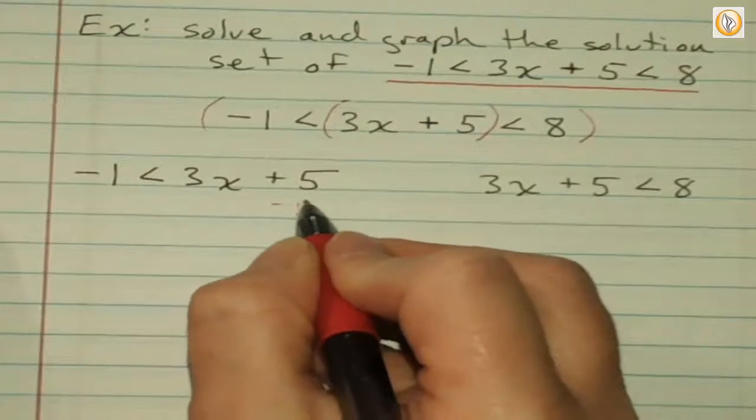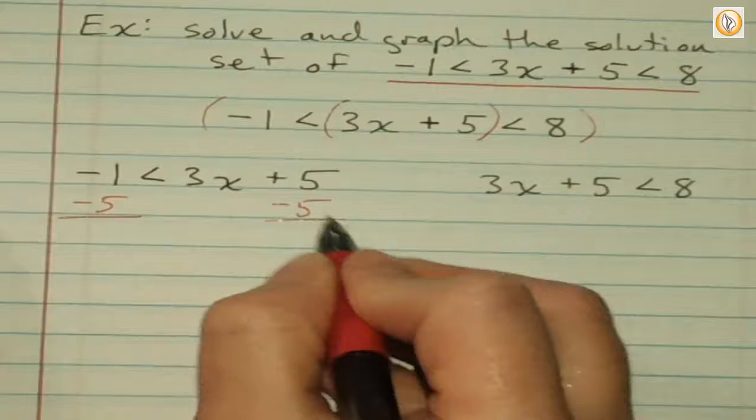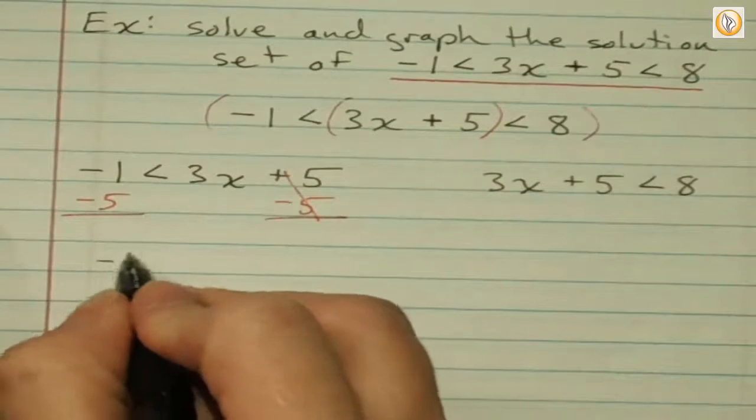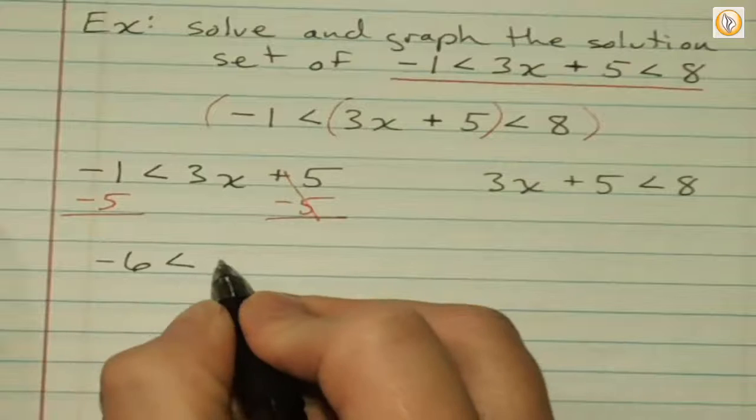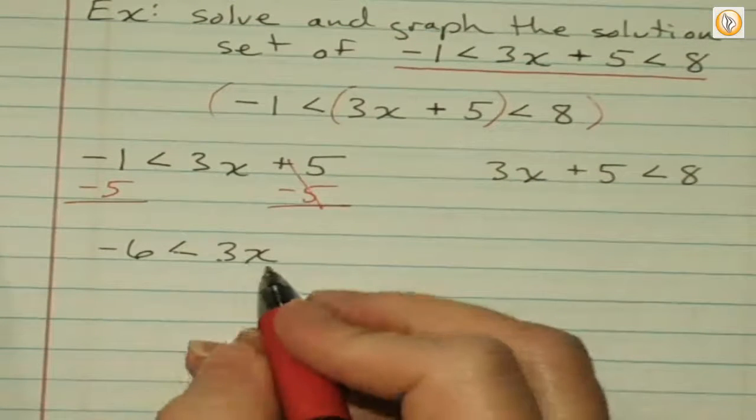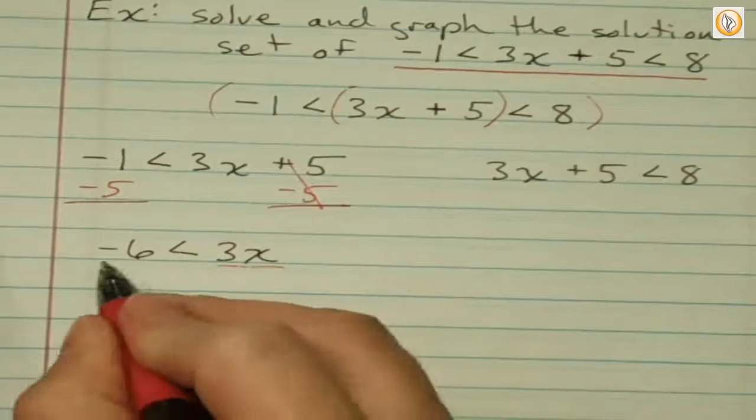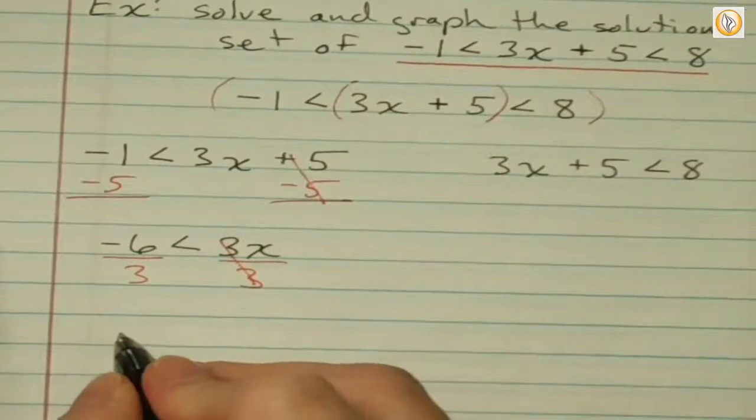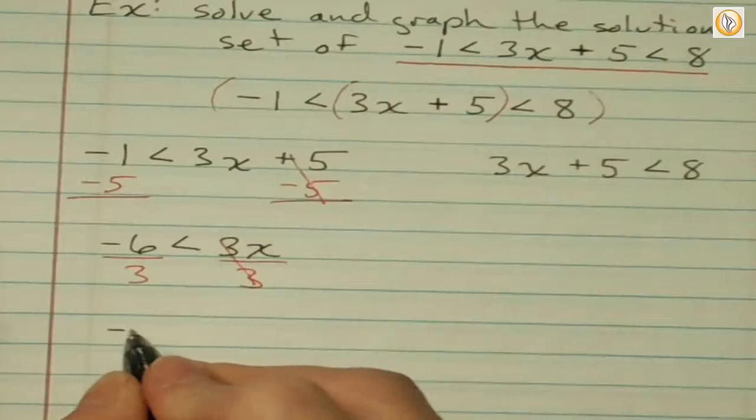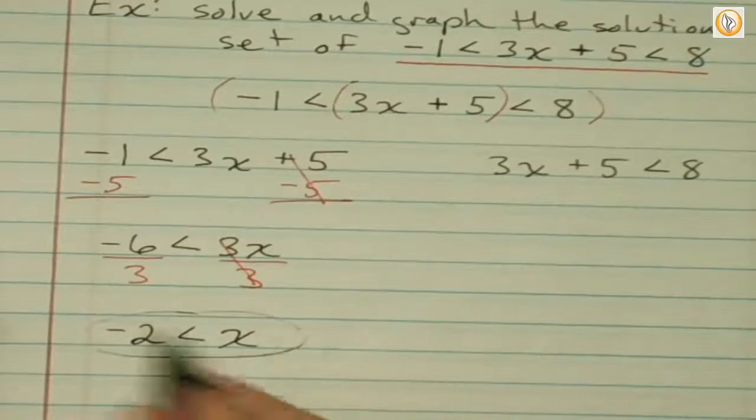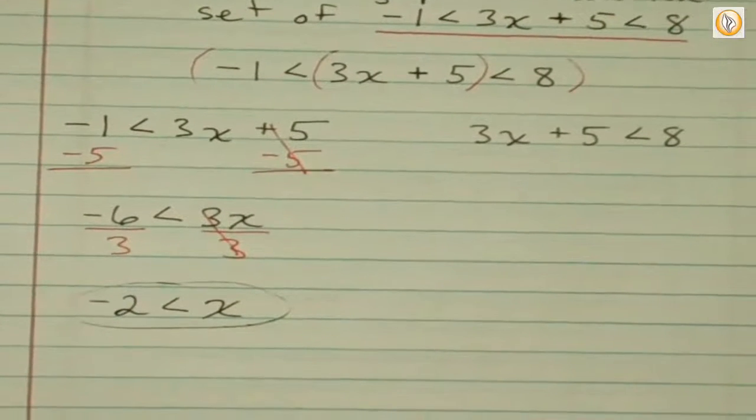-5 on both sides. Very good. And I get -6 is less than 3x. And then tell me what to do. Divide by 3. Perfect. And you get -2 is less than x. Very good. All right, there's one of my little problems. It's a little bit easier to deal with.